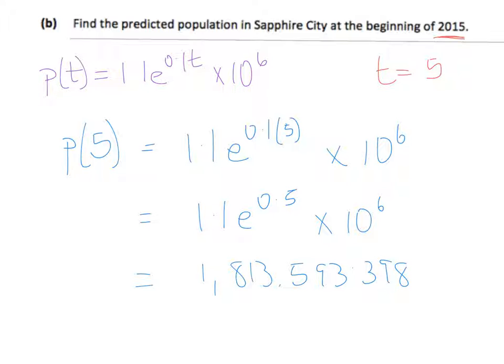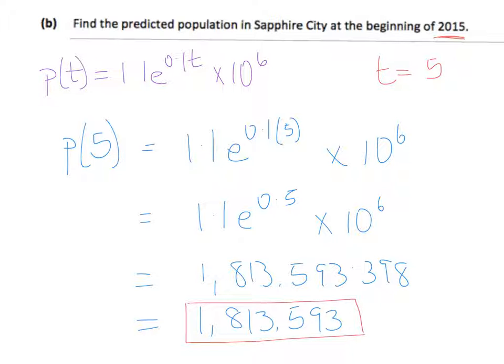Now it's population, so I'm just going to round off to the nearest whole number. So here that's 1,813,593. So that's our population at the beginning of 2015. So that's our answer to question B.